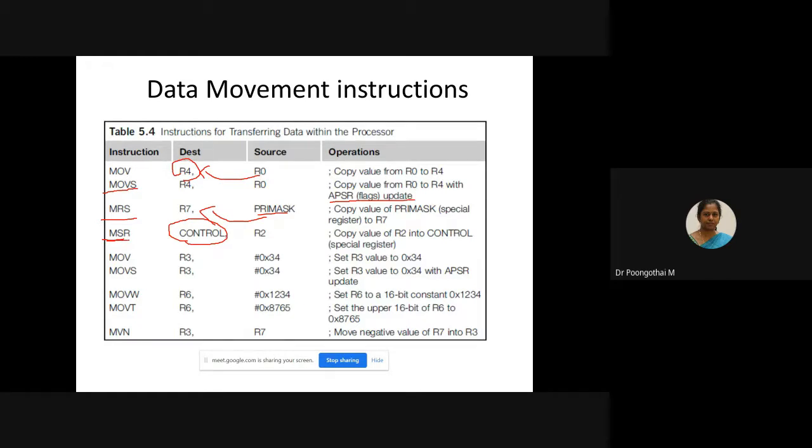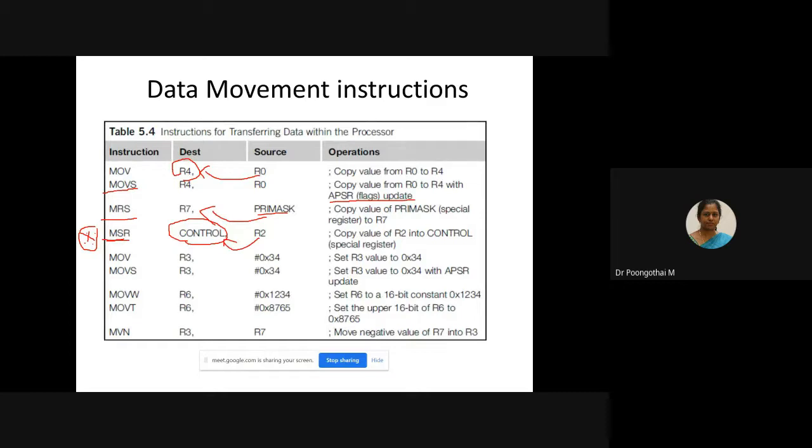So we can write data into the control register by moving the value from a general purpose register to a special register, that is the special control register. In this way, we can program the control register content. So MSR means move data from register to special function register. This is also a very important instruction to program your special function registers.